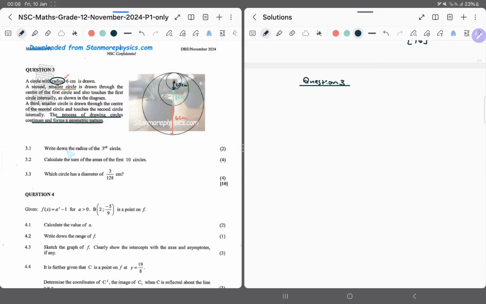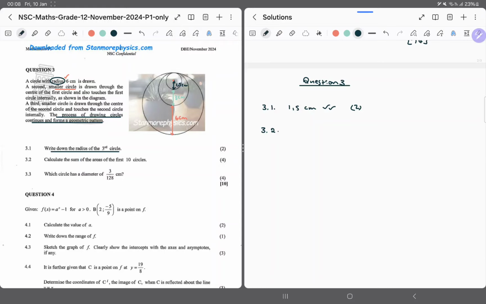Now the first question says we need to write down the radius of the third circle. We already worked it out nicely. So we know that we have 3.1. So we know that the radius of the smaller circle is 1,5 centimeters. We walk away with 2 marks. Because analyzing this and really committing to it already gave us that answer. And here nobody cares about how you got it. It's all about what it is.